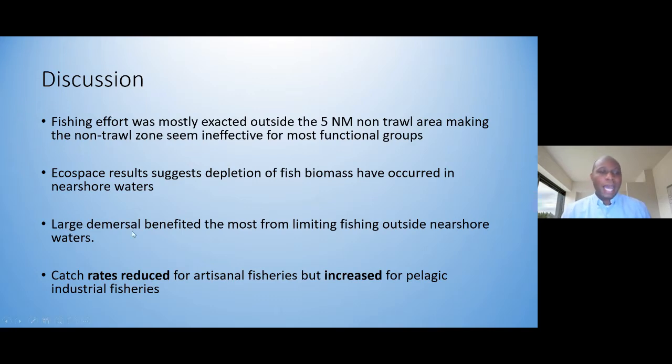Then also I thought about large demersals. They benefit from limiting trawl fishing outside these 5 nautical mile trawl zones. So if the policy that fisheries managers want to pursue is one that helps replenish that biomass in the coastal system, they may really strictly enforce that MPA. Then also catch rates are reduced for artisanal fisheries and industrial benthic trawlers, but catch rates increased for pelagic industrial fisheries.